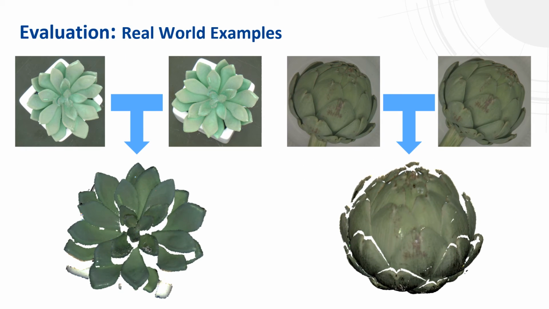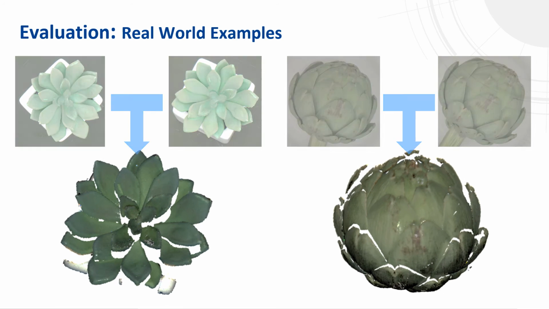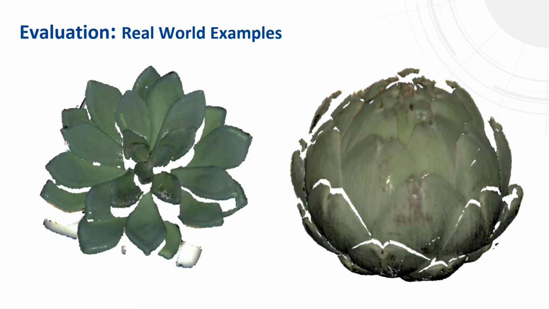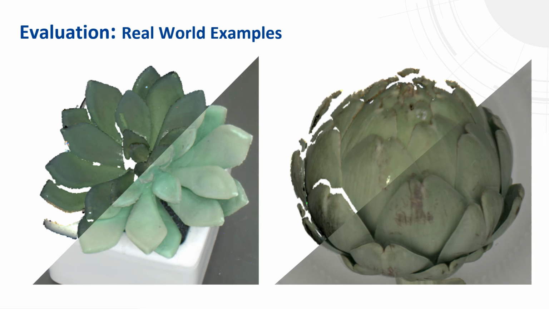We also performed a qualitative evaluation using a succulent plant and an artichoke. In lack of ground truth data, we use our reconstructed model to render the objects from a novel view and compared the results to images which were taken by a third camera.